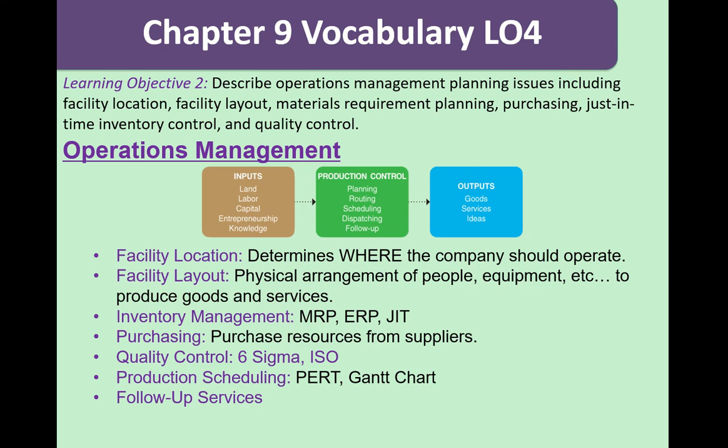So we just talked about production management. Now let's shift over to operations management, which takes production management a step above. In operations management, one of the things they might think about is facility location, facility layout, inventory management, purchasing, quality control, production scheduling, and follow-up services. We'll talk about each of these in turn.